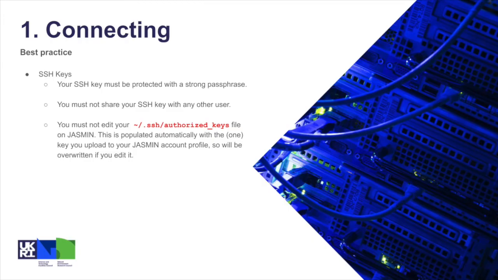Now that we've completed the task, let's have a look at some of the best practice issues around connecting. So first of all, let's have a look at SSH keys. It's really important for security reasons that you protect your SSH key, your private key, with a strong passphrase. You must do this, and it helps keep JASMIN secure for both you and for all the more than 2,000 users we have on JASMIN now, so it's really crucial that you do that.